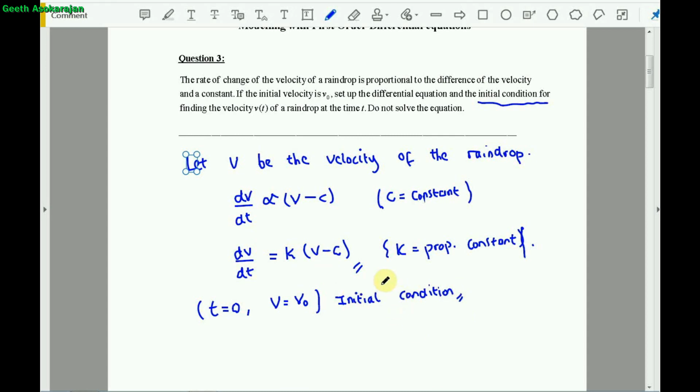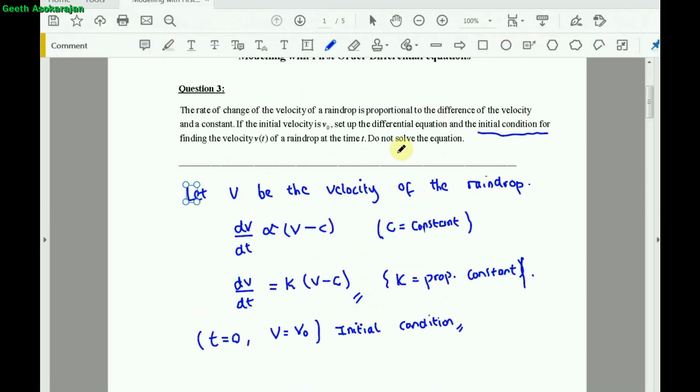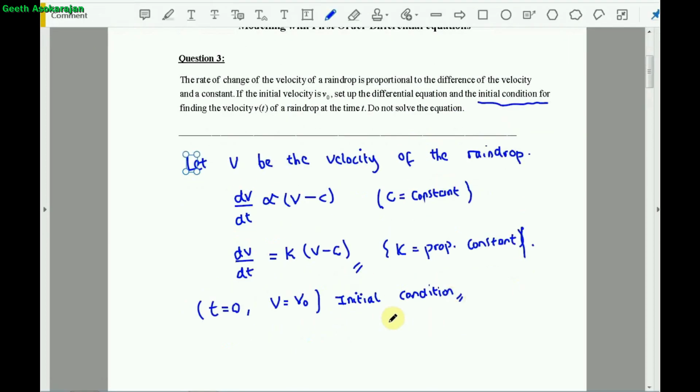So here we go. We wrote down the differential equation, so we set this up and we stated the initial condition. Here's our initial condition. Do not solve the equation, so we did what is asked.